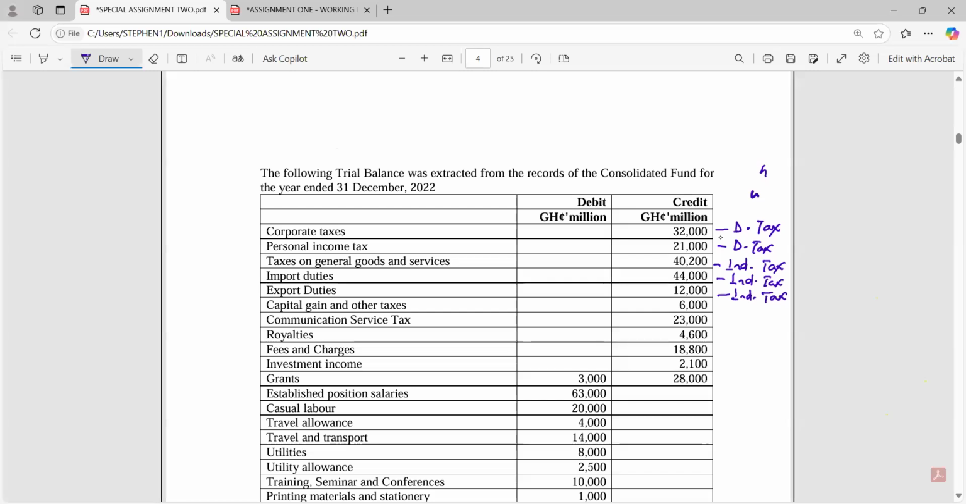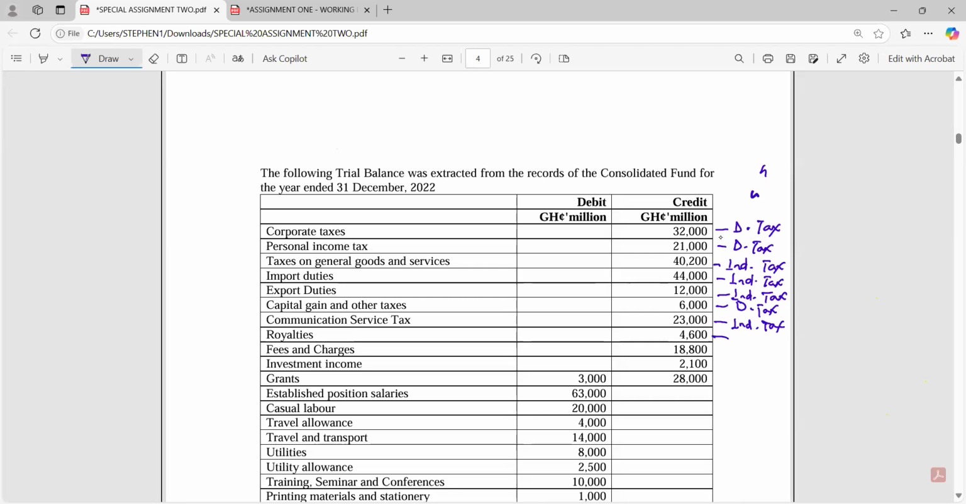Gains and other gains, okay? Capital gain is what? Direct tax. Tax levied directly on the person who sold the asset. Communication service tax is what? Direct tax. Please, ICAN will always bring these issues once it decides to test you on this. I beg you, solve questions to be familiar with the issues.